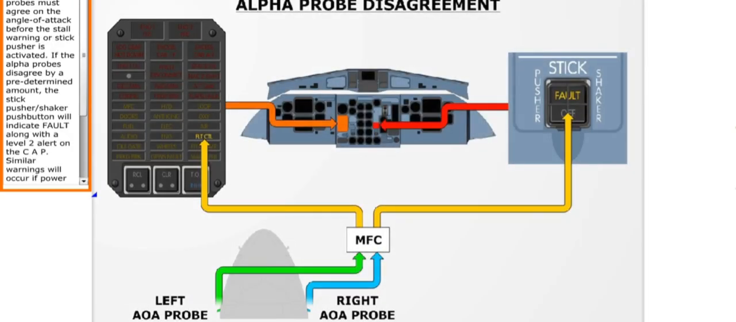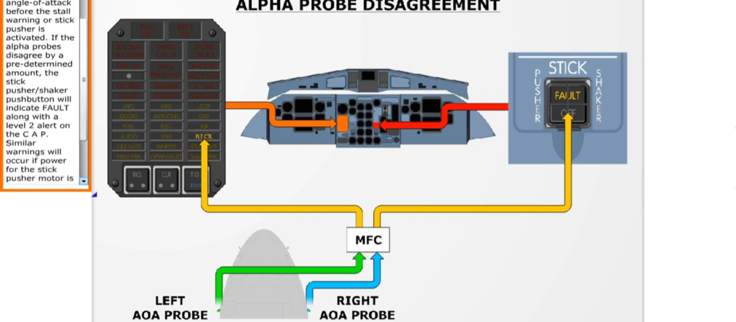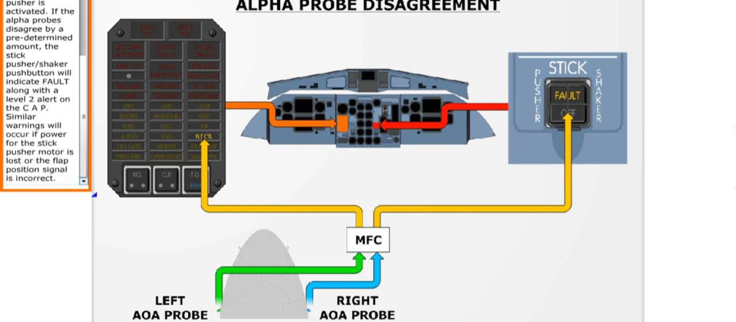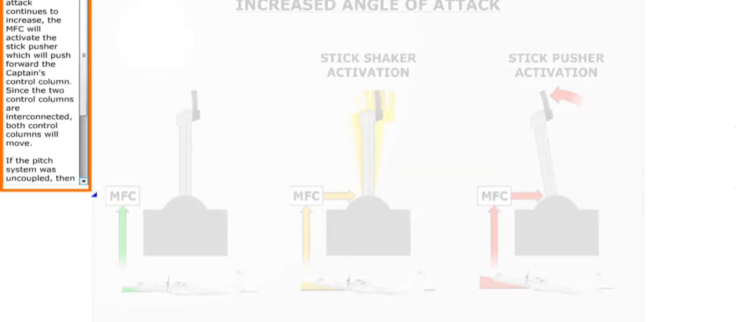Both alpha probes must agree on the angle of attack before the stall warning or stick pusher is activated. If the alpha probes disagree by a predetermined amount, the stick pusher shaker push button will indicate fault along with a level 2 alert on the crew alerting panel. Similar warnings will occur if power for the stick pusher motor is lost or the flap position signal is incorrect.